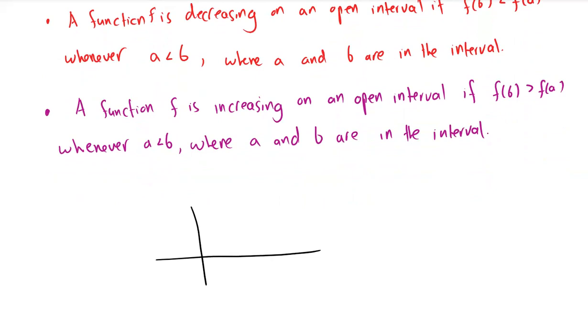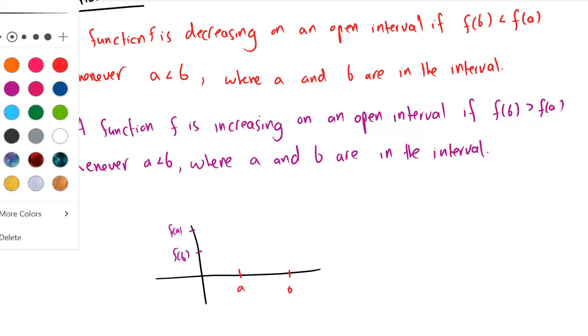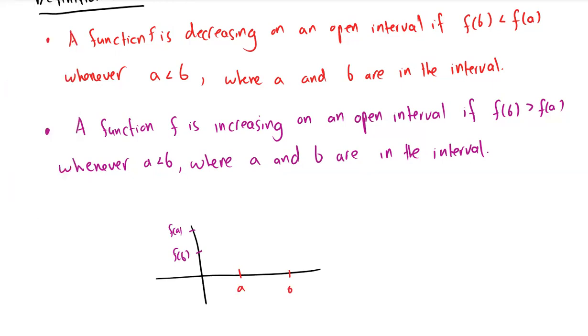we have that a is less than b, and we're also given that f of b is less than f of a. So let's do f of b here, f of a. Let's plot these 2 points. So a, f of a and b, f of b.